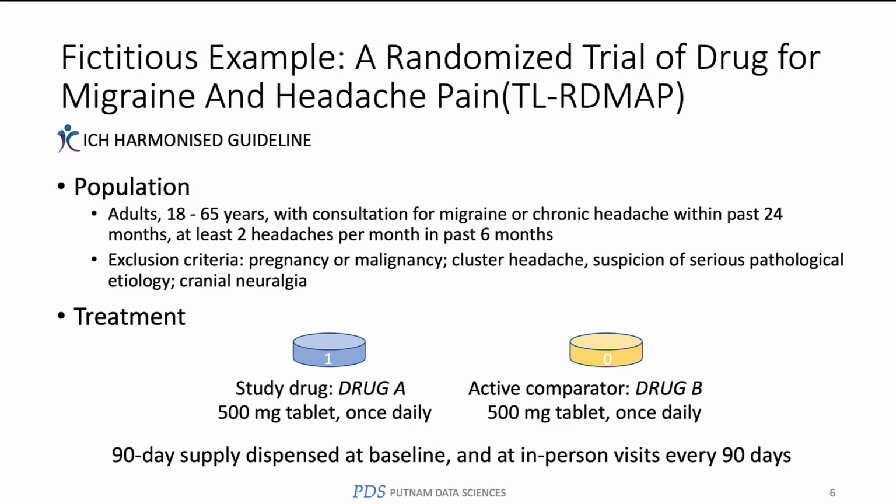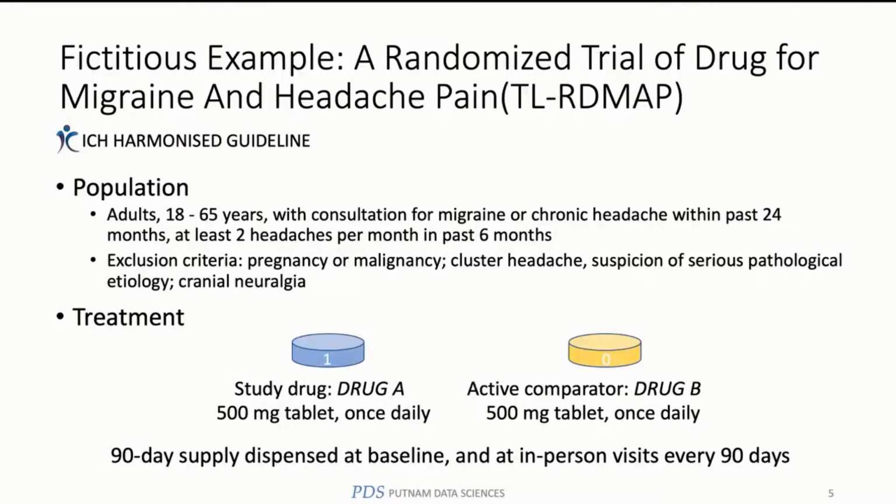There'll be a 90-day supply dispensed at baseline randomization. And then every 90 days at an in-person visit, the next 90-day supply will be dispensed again. And you'll notice that I have a 1 on the tablet representing the study drug A and a 0 on the comparator drug B tablet. That's because in subsequent slides, we'll have a treatment indicator. When A equals 1, that indicates the study drug, and A equals 0 indicates treatment with the comparator drug.